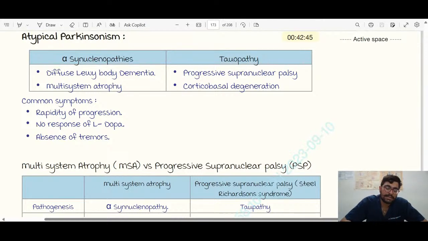Now atypical Parkinson's. Atypical types are diffuse Lewy body dementia and multisystem atrophy, which come under alpha synucleinopathies. Another is tauopathy, that is progressive supranuclear palsy or corticobasal degeneration. Common symptoms are rapid progression and no response to levodopa. As we know, levodopa is one of the best drugs for treatment of Parkinson's, but it does not help in these types. Absence of tremor is also a worst clinical feature in atypical Parkinson's.